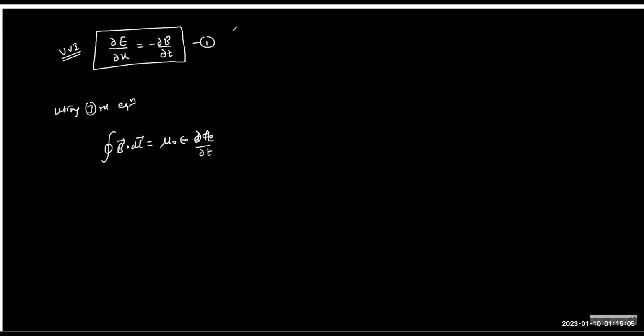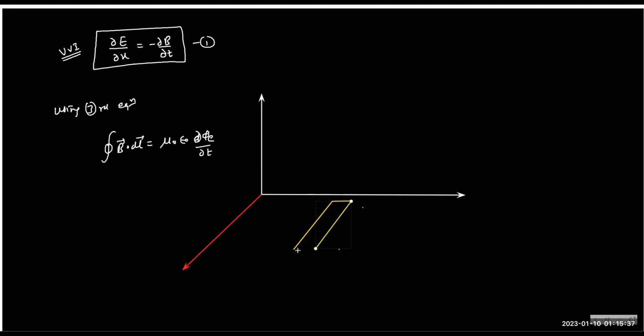So how to draw the diagram to get this answer? This time I have to draw a loop separately, because I want to now calculate B dot dl. So my loop will be something like this. I hope you can understand this part, right? So here is E. I can move like this along X. And this is B here. If I call this L, the B dot dl will give you how much?